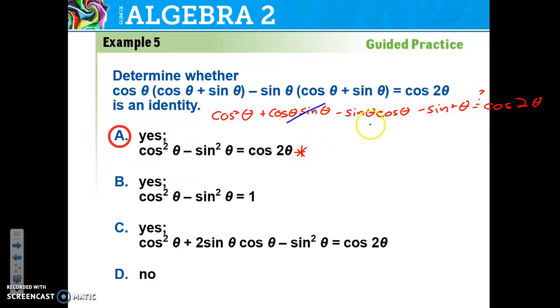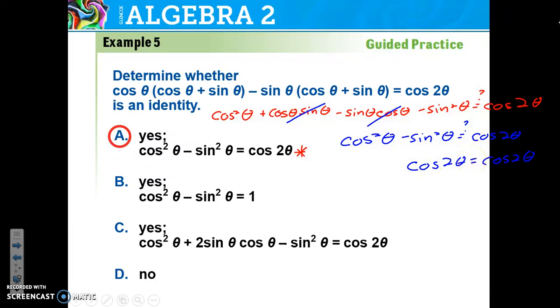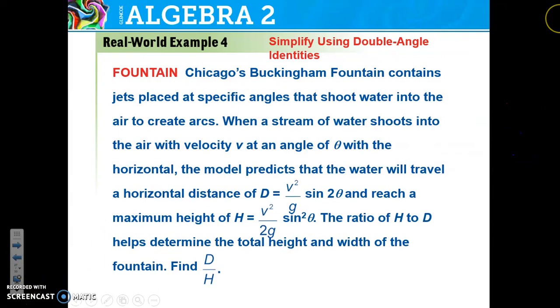Notice that these two terms subtract out to 0. So I end up with cosine squared of theta minus sine squared of theta equal to cosine of 2 theta. And from our identities at the very beginning of the section, we know that cosine squared minus sine squared is the same as the cosine of 2 theta. So I have verified that this is an identity.